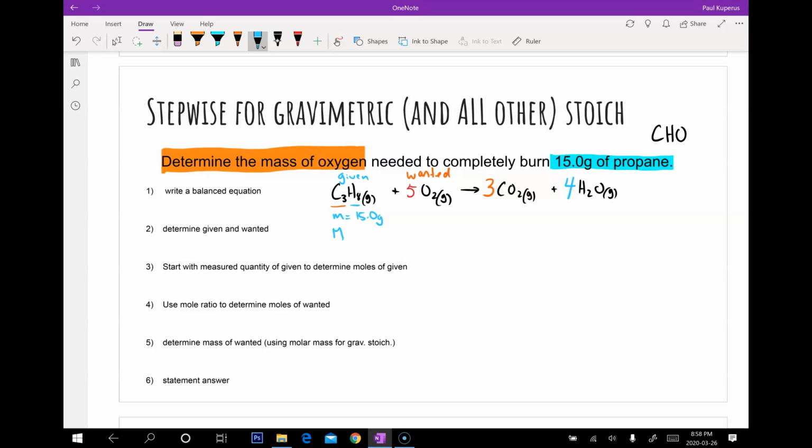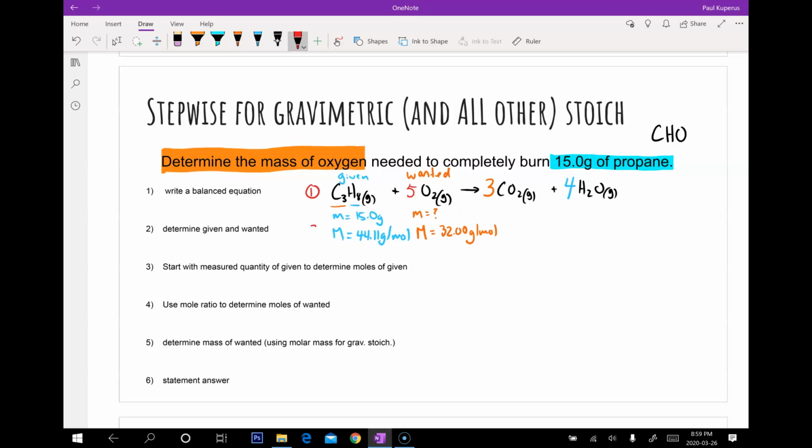And then I should also determine its molar mass. Molar mass is equal to 44.11 grams per mole. That's determined by using the molar mass of carbon, 12.01, multiplying by 3, and the molar mass of hydrogen, 1.01, multiplying by 8, adding those two together gives you 44.11. For oxygen, we have a mass that we're trying to figure out, so that's our wanted information. The molar mass of oxygen is 16.00 times 2, which is 32.00 grams per mole. So that right there is step 2, given and wanted information.